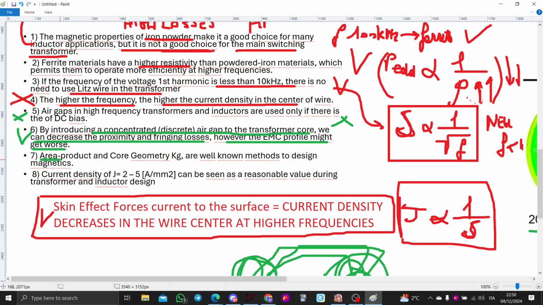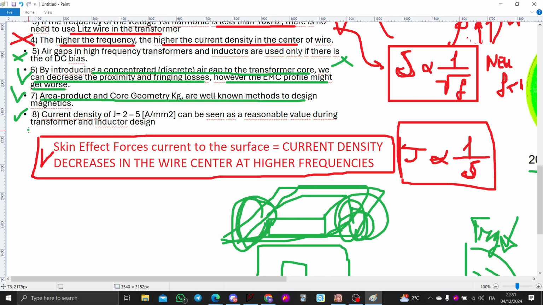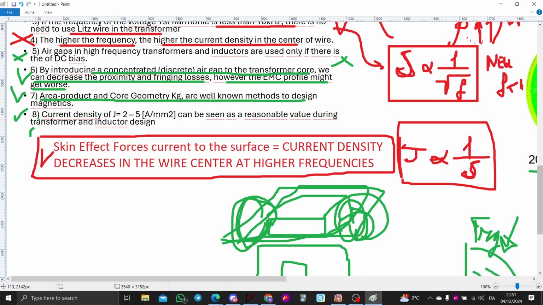Seven: the area product and the geometry Kg are well-known methods for designing magnetics. Yes, there is nothing to say. Current density J can be seen as a reasonable value during transformer inductor design. Yes. There is nothing to say here. This is just, if you search papers, you will find it.